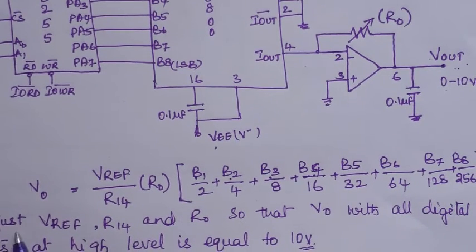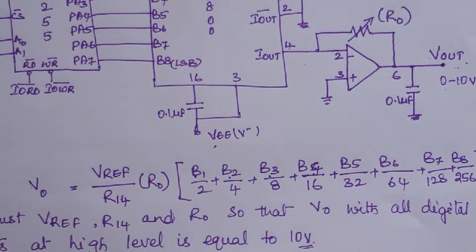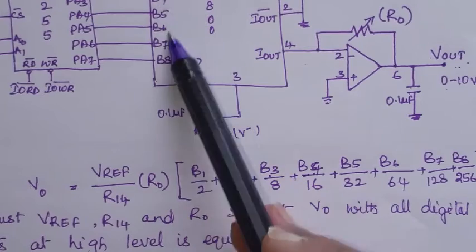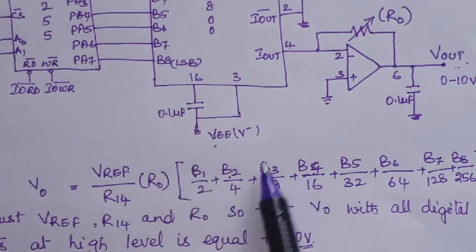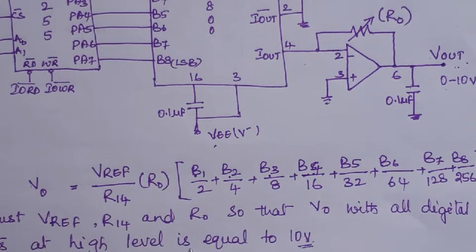So adjust this V reference, R14 and R0 so that V0, with all digital inputs at high level, that means all digital input bits at high level, 111 and so on, is equal to the maximum output voltage of 10 volts.